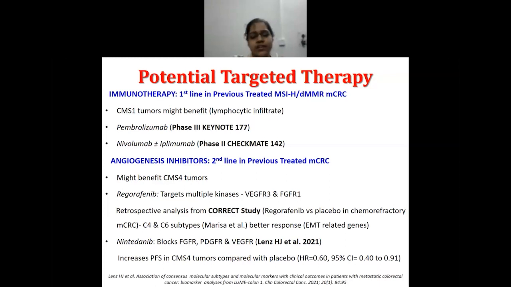There is a promising drug by the name of nintedanib, which blocks FGFR, PDGFR, and VEGFR receptors. A study conducted in the year 2021 found it to be associated with increased progression-free survival in CMS4 tumors compared to placebo.